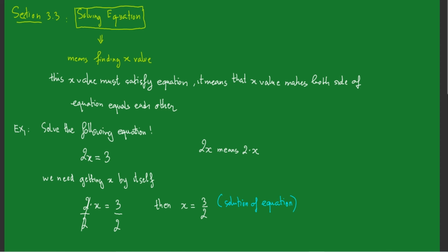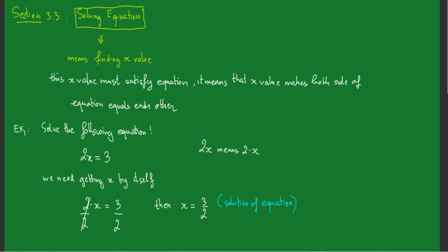And you can check it. Look at that. Because over here I said that this value must satisfy the equation. It means that when I plug 3 over 2 back into the original equation, it makes both sides of the equation equal each other. Look at that. I'm going to show you this step.